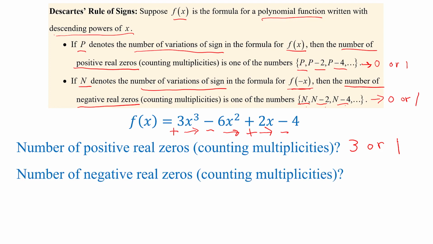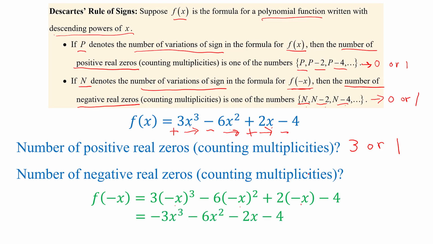What about the number of negative real zeros, counting multiplicities? Well, in order to figure that out, I need to find f of negative x. We look up at f of x, and wherever I have an x, I put in negative x in parentheses, and then I simplify. So I would end up with f of negative x equals negative 3x cubed minus 6x squared minus 2x minus 4. And again, we look for the number of sign changes. So here we have negative, negative, negative, negative. No sign changes. That tells me that there are 0 negative real zeros.